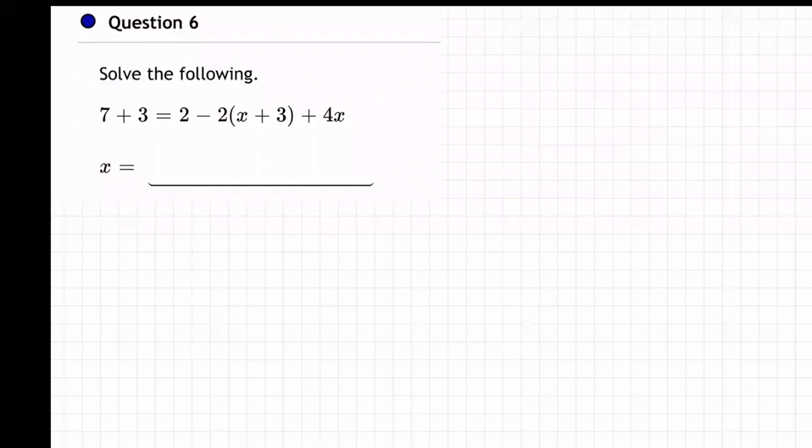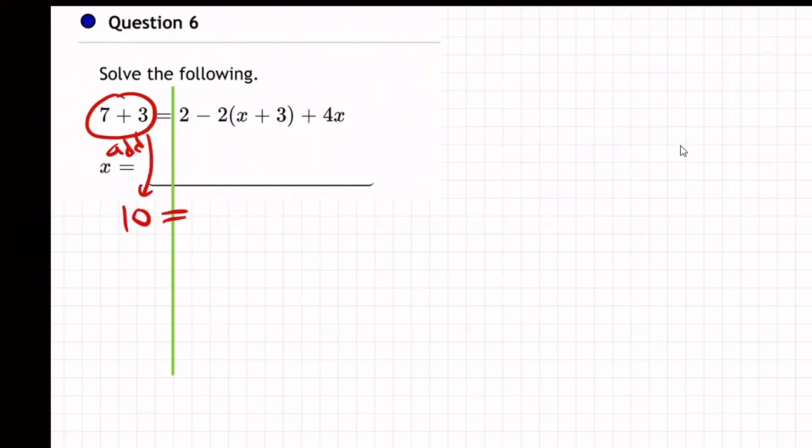Okay, so on this one, we're trying to solve for x again. Here's the wall of separation. And let's start solving for x. So over here, 7 plus 3, we're just going to add those. It'll be 10. Right?